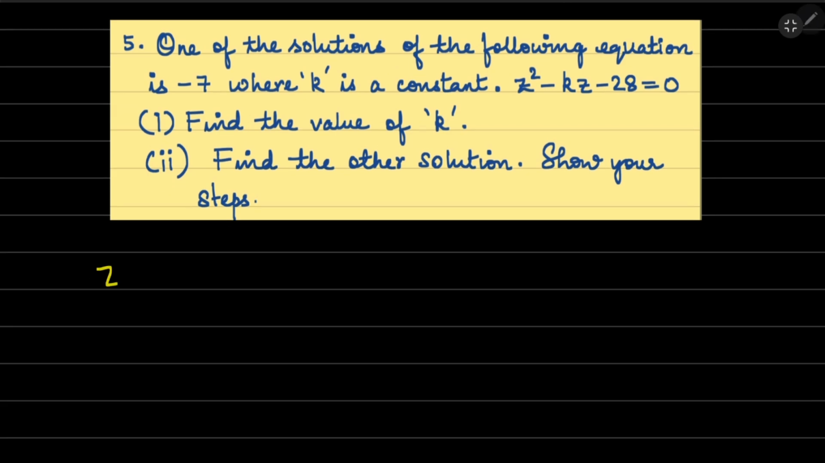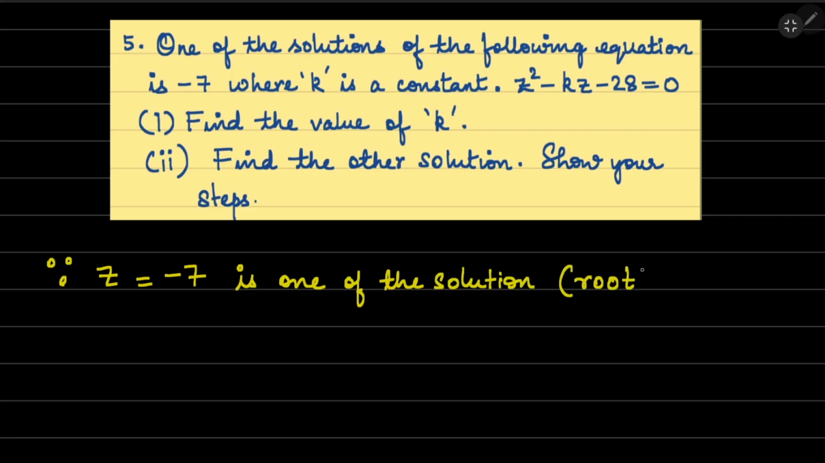Now look at the variable. It is not in terms of x, it's in terms of z. So one of the values for z is given to you. One of the solutions, or one of the roots, of the given equation is nothing but minus 7. So you can write, since z equal to minus 7 is one of the solutions. What do you mean by solution? That means root.